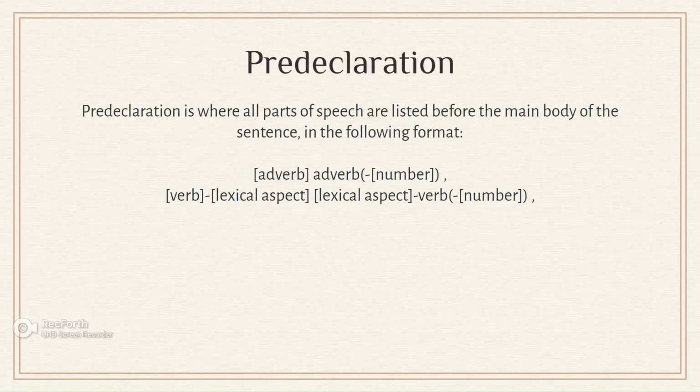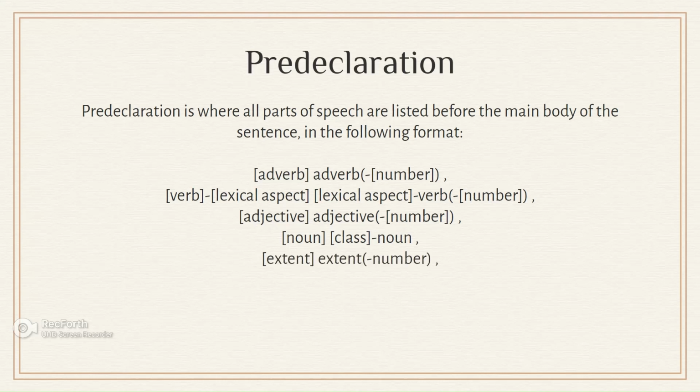Verb, lexical aspect. Basically, you have the verb itself, and then you suffix it with the lexical aspect, and then you prefix the syntactic pronoun for verb, with the lexical aspect affix, and then you affix a number onto the end of it if there are multiple of them. Same with adjective and adverb. For the noun, you have the noun first, and then the class of the noun prefixed before the syntactic pronoun for noun. And the same for extent with adverb and adjective.